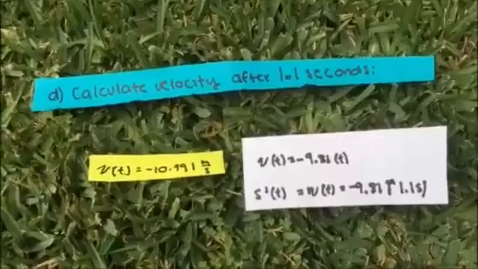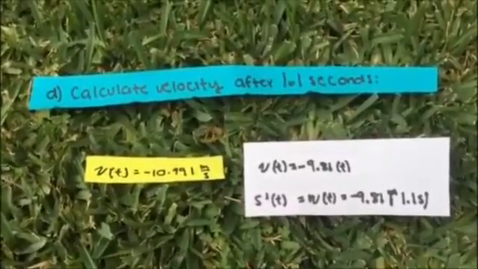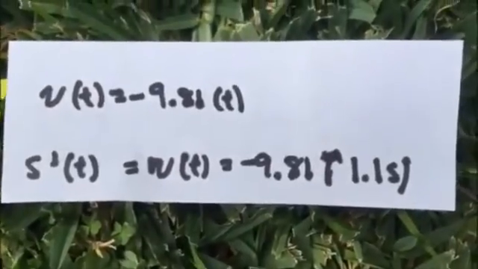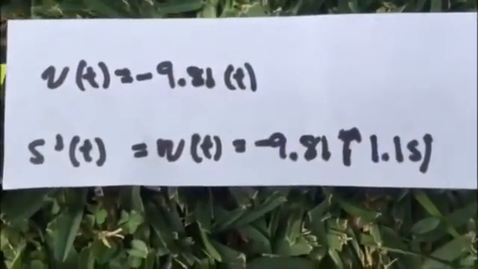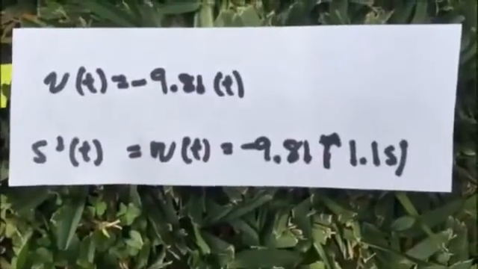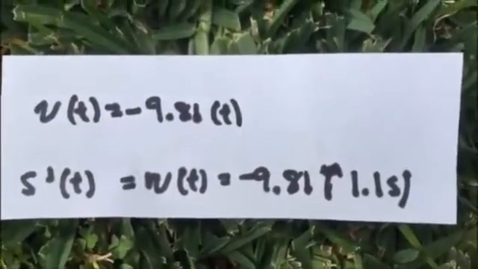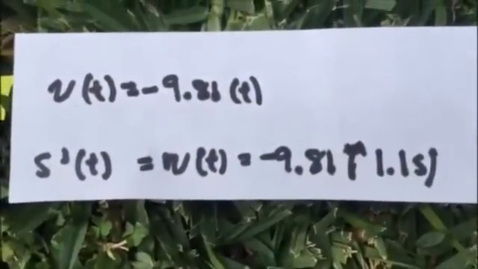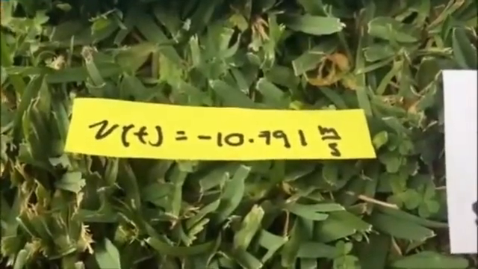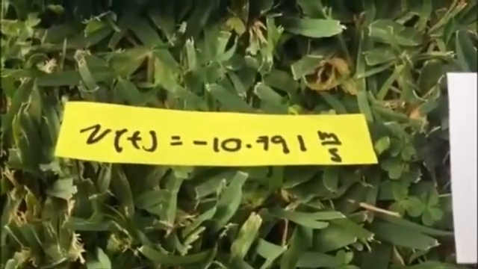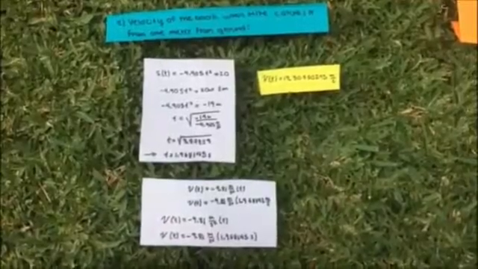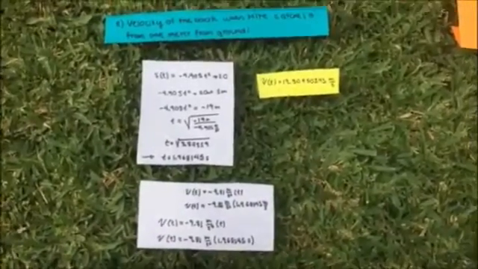Point D. Calculate the velocity of the book after 1.1 seconds. By using our velocity function, we substitute the value of time to 1.1 seconds into the velocity function of time equals minus 9.81 times 1.1 seconds. So the result of the velocity after 1.1 seconds is going to be minus 10.791.